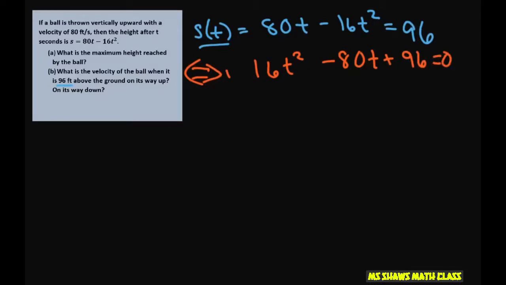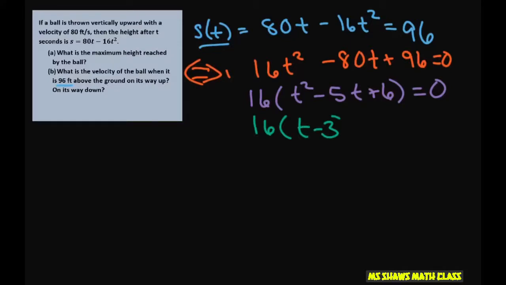Let's factor out a 16. So we're going to get t squared minus 5t plus 6 equals 0. And factor, so this can be 16 times t minus 3 times t minus 2 equals 0. So our two times are t equals 2 and t equals 3. So basically what you want to do is plug these into our velocity formula.